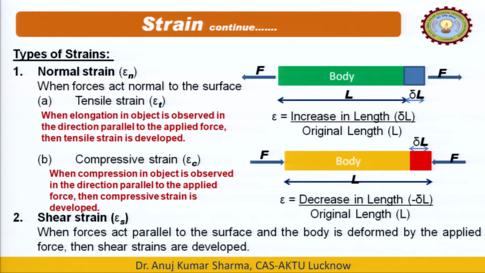In the case of compressive strain, this is the body and initially it was of length L. We applied some compressive force. What happened to this object? Some reduction in the length of the object happened; the length was reduced by delta L. So the decrease in length is minus delta L, which means it is a negative strain. Strain is equal to minus delta L upon L. So tensile strain is positive, and compressive strain is negative.